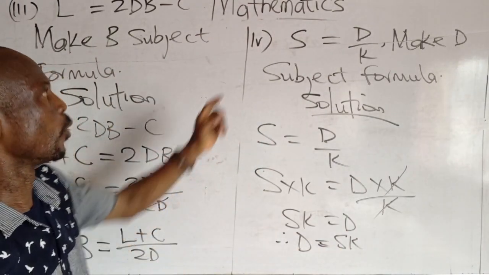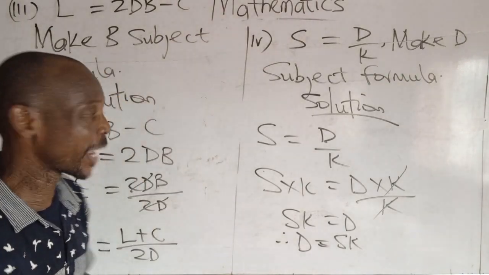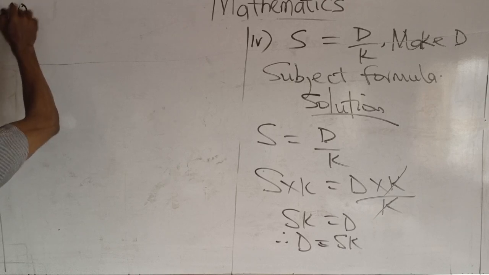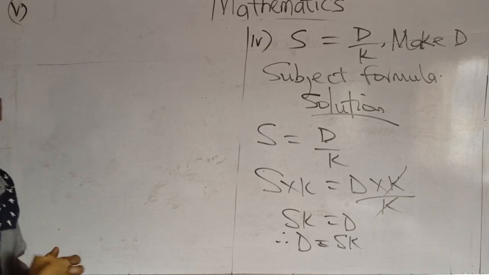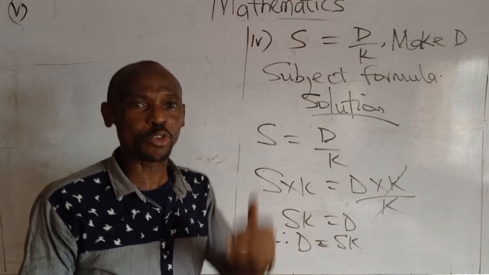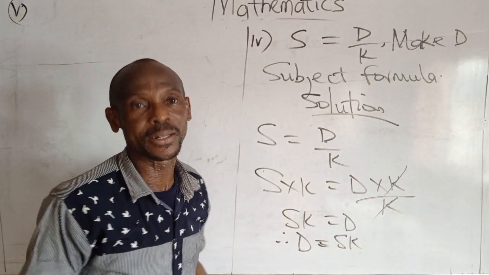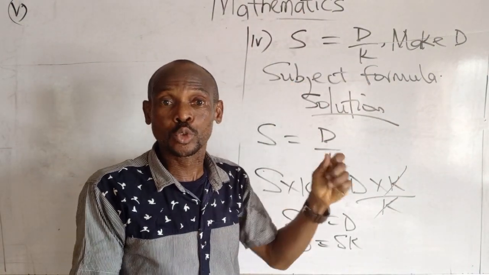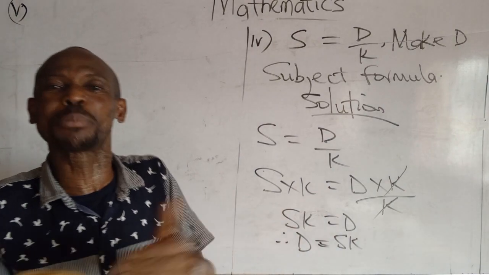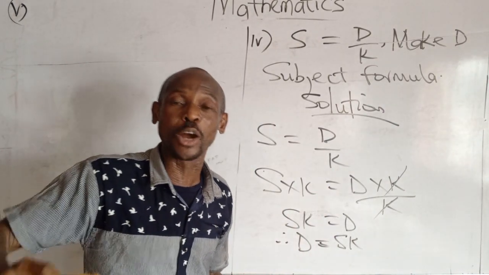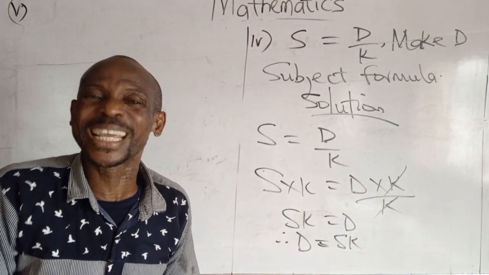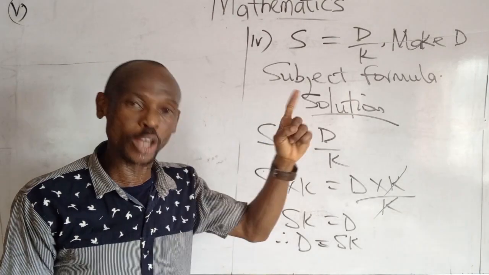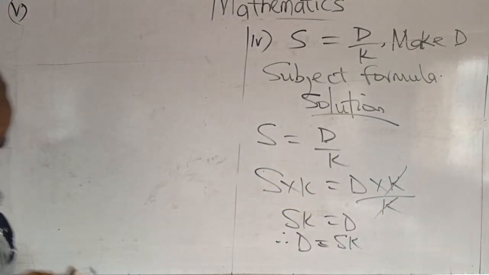That is principle 4. We are going to look at principle number 5. For principle number 5, here we are considering values that are raised to a given power. When a value is raised to a given power, to make it the subject of the formula, we are going to find the nth root of the other side of the equation based on the power. Now let's look at that.